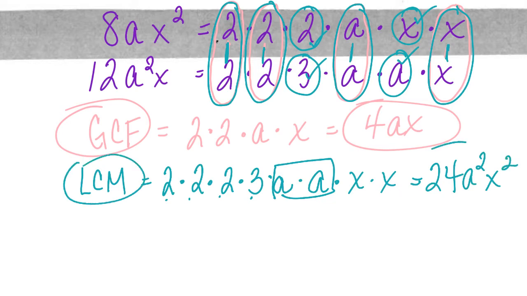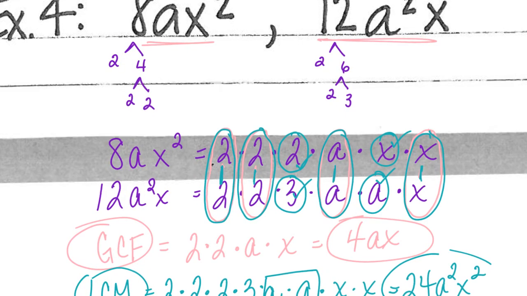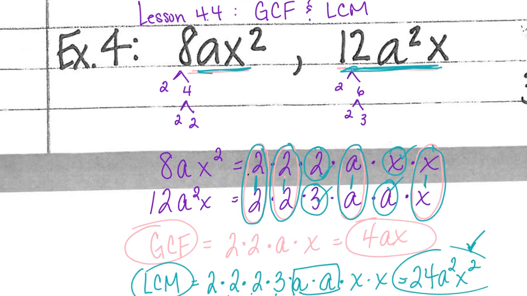So the LCM is 24a squared x squared, which again means, does 8ax squared go into 24a squared x squared? Yeah, it does. 8 goes into 24 3 times. Good. And does 12a squared x go into 24a squared x squared? Yes. Now, I'm going to show you something a little funny, especially with these variables.